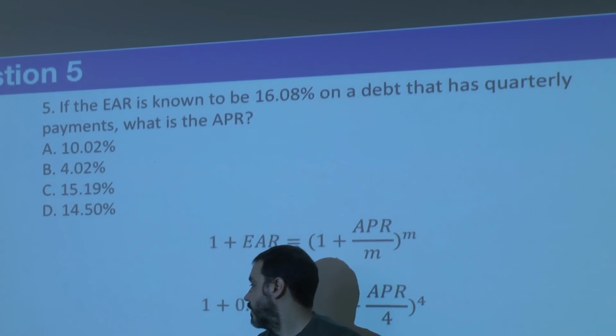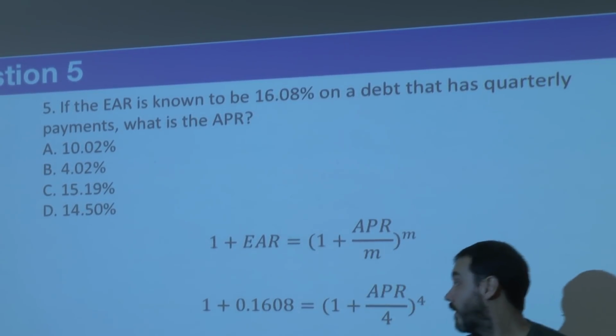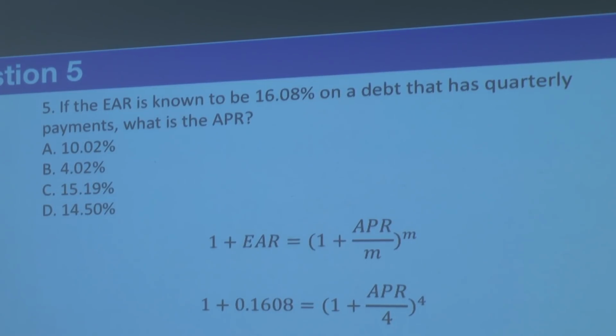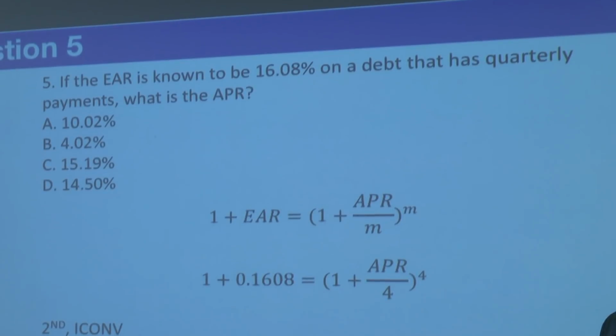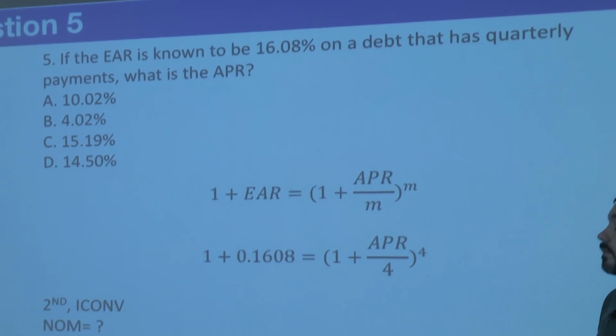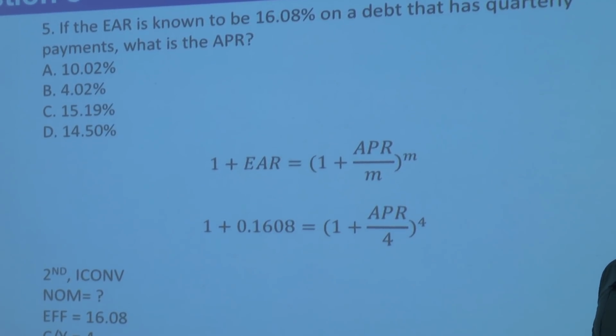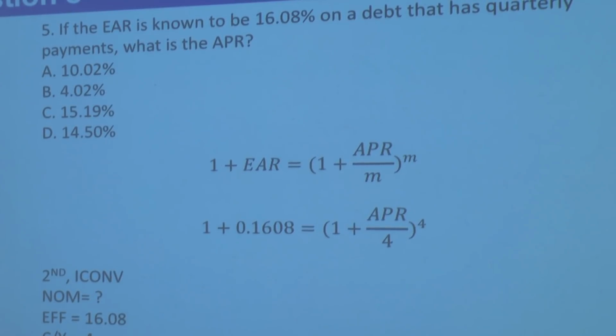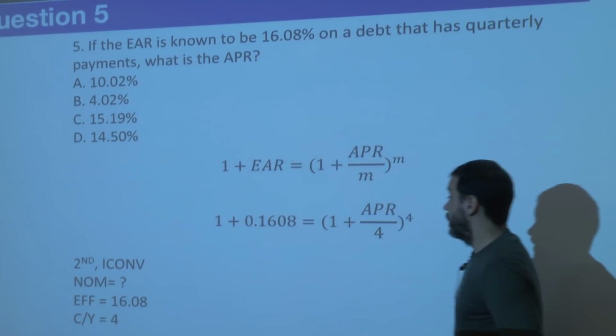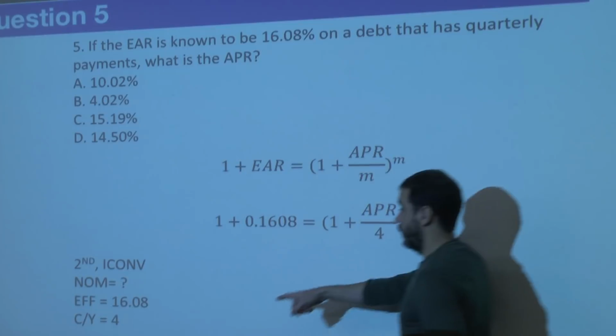And then you have effective. Well, effective is going to be 16.08. Yes. Press enter, and then for rate is going to be 4 because it says quarterly, so it's 1 year is 4. Perfect. And so then you compute the NOM. That's right. Perfect. Which is this.